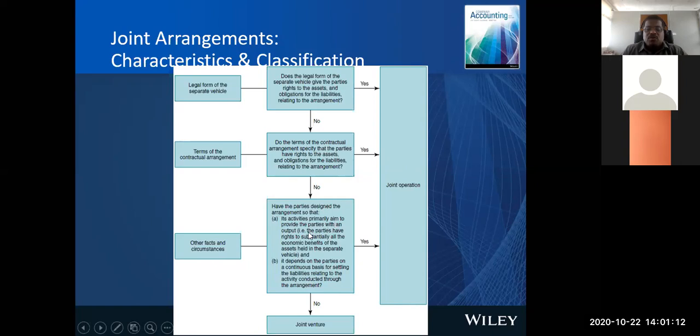Its activities primarily aim to provide the parties with an output. So you do the operation. Suppose you produce certain items and you distribute them: 50% output to A, 50% output to B. Then it's a joint operation, because the output of the operation, the joint arrangement, is to distribute. So thereby joint operation. If that is no, answer no. If these three criteria are not satisfied, then it's a joint venture. Is it clear? Okay, right.